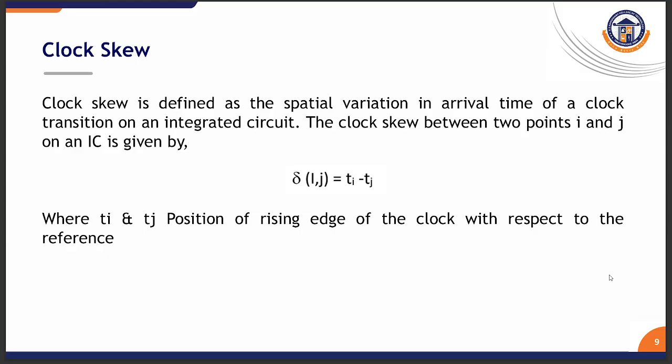And the next one is clock skew. It is the most important one. The definition of clock skew is the difference in the clock arrival time at two points in the circuit. Mathematically we can write it as delta ij is equal to ti minus tj, where ti is the clock arrival time at point i, and tj is the clock arrival time at point j.